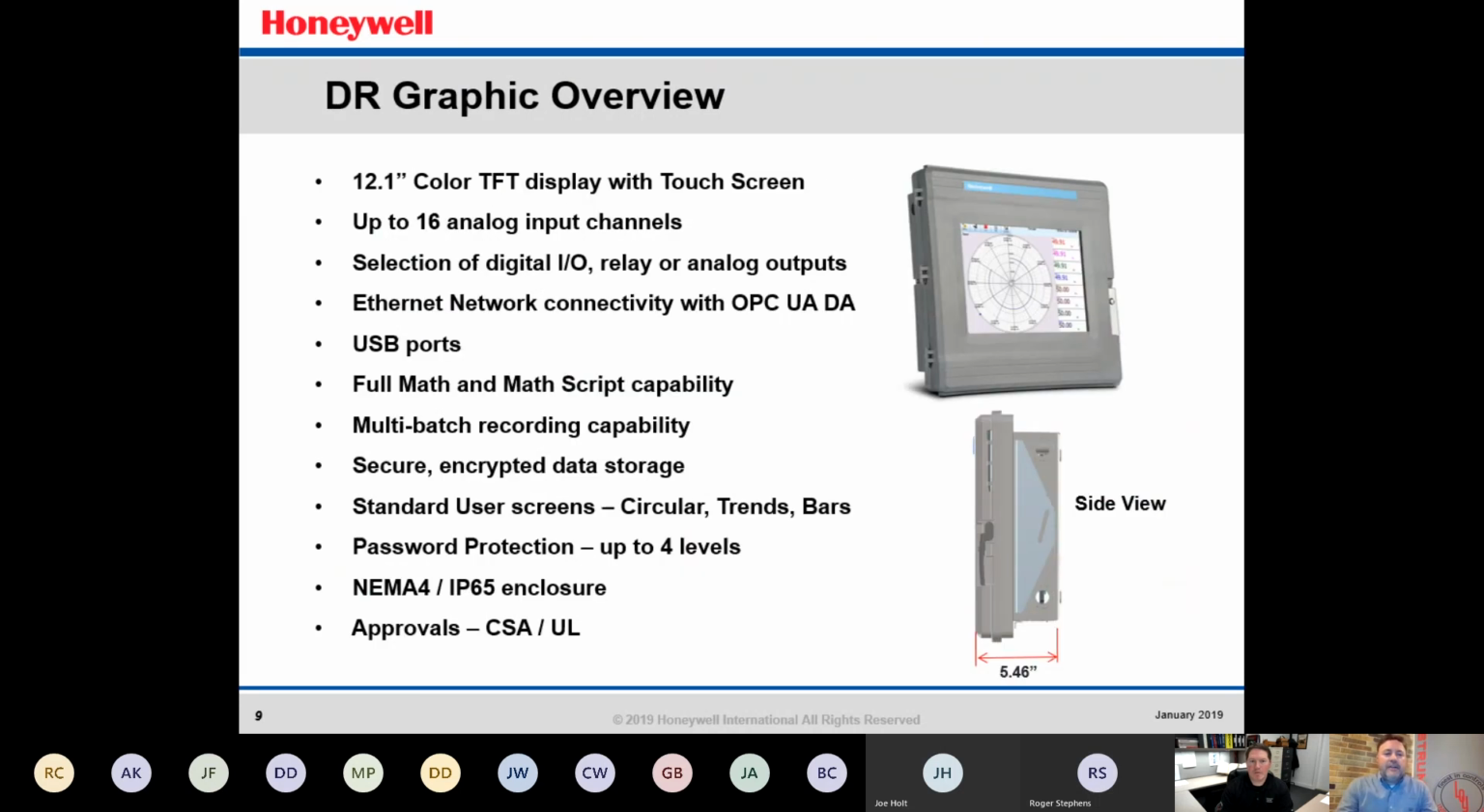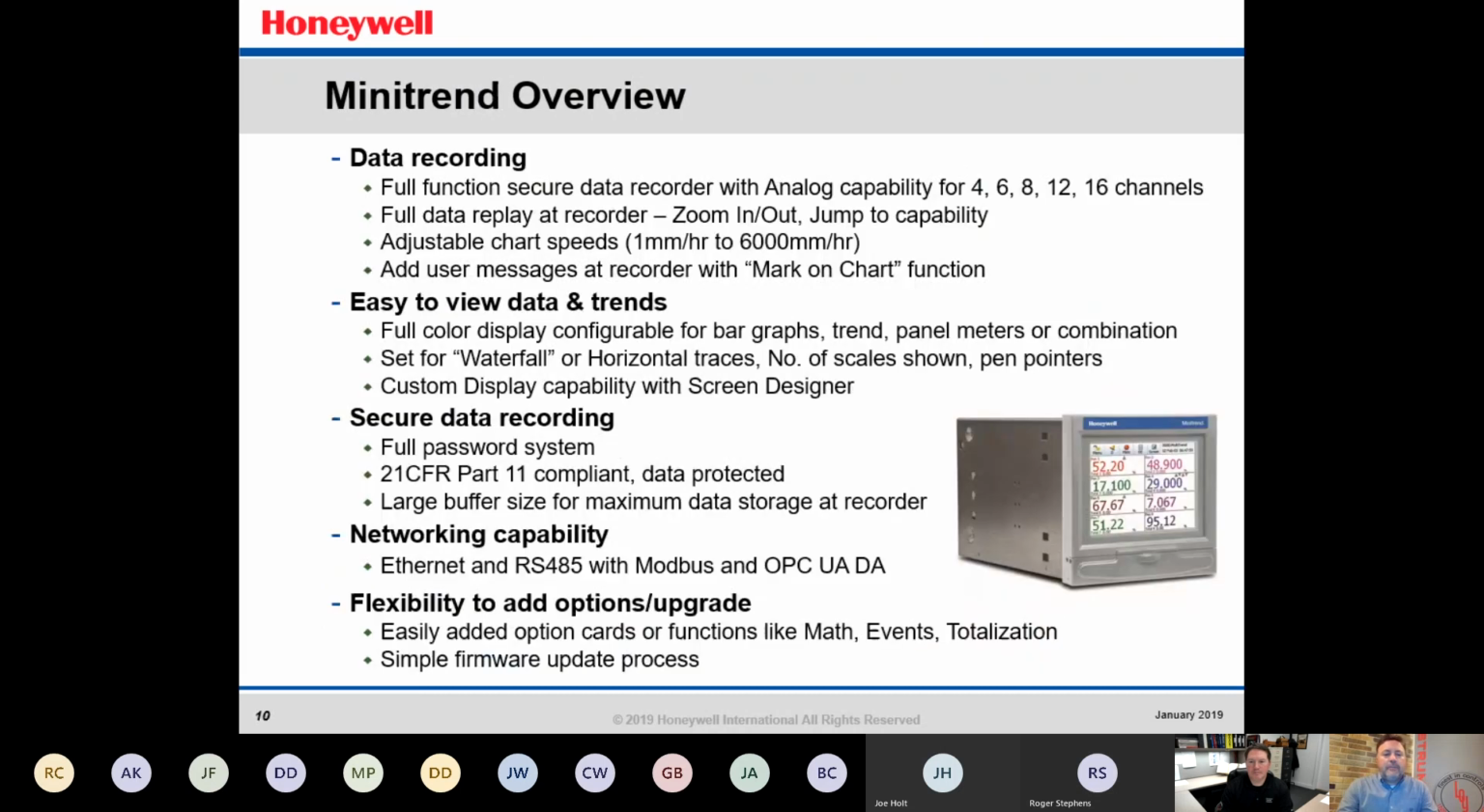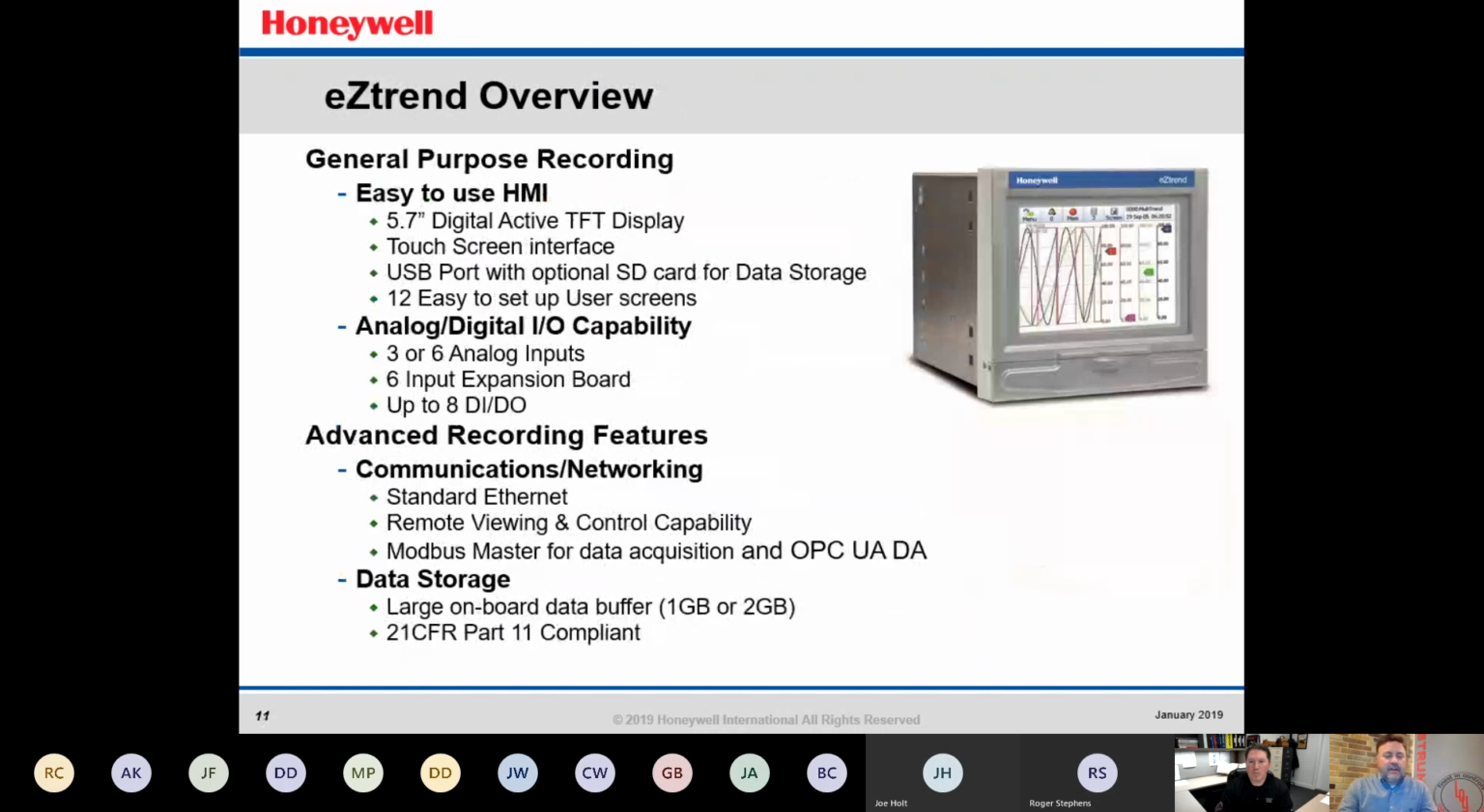Last but not least, we got the little guy here, the Easy Trend, 5.7-inch display, touchscreen, USB ports. Also has SD cards on these that I forgot to mention. The SD card would allow you to have another storage media on the front of the recorder in this little drop-down door here on the front, where you can have an SD card that would actually store the trend data at either a scheduled interval to the SD card or on demand down to the SD card, so then you can remove it, take it to a PC, store the data, or view the data, whatever you needed to do with that.